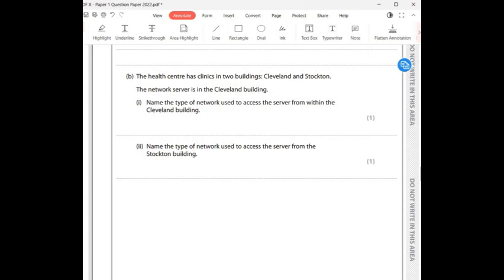Okay, so the health centre has clinics in 2 buildings. The network server is in the Cleveland building. So name the type of network used to access a server from within the Cleveland building. It's a local area network. And then name the type of network to access the server from the Stockton building. Wide area network.